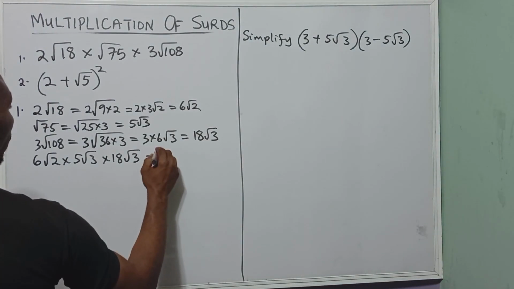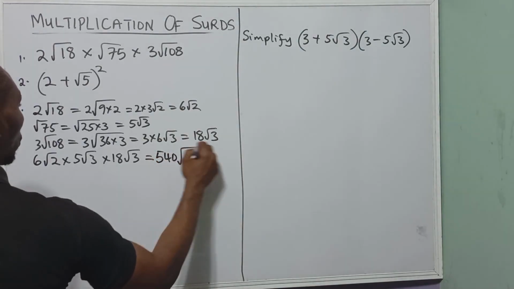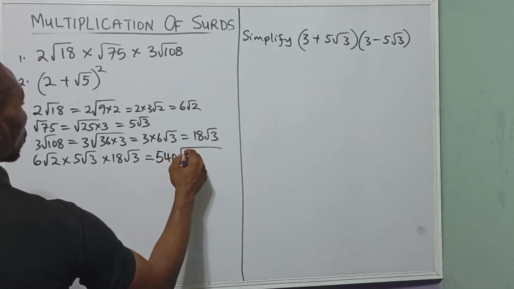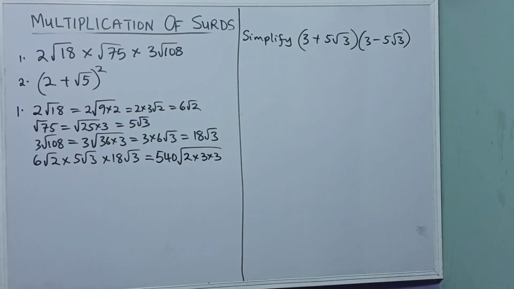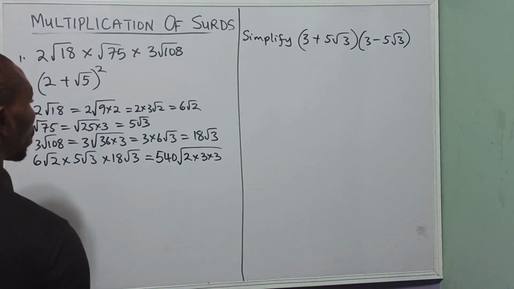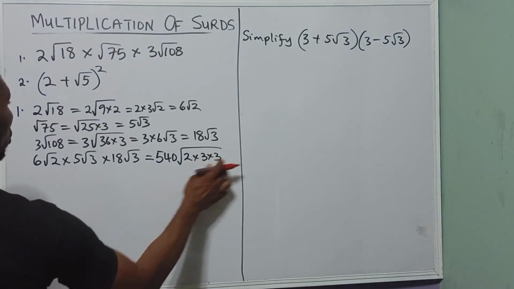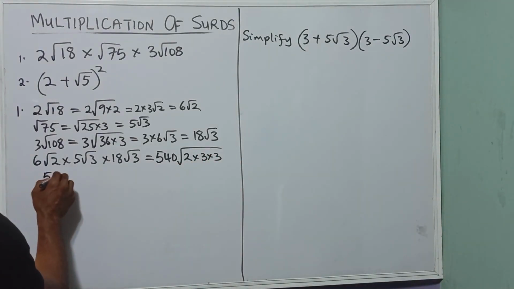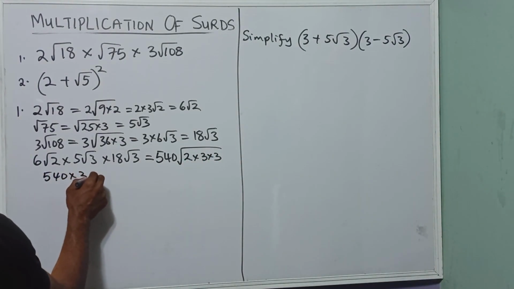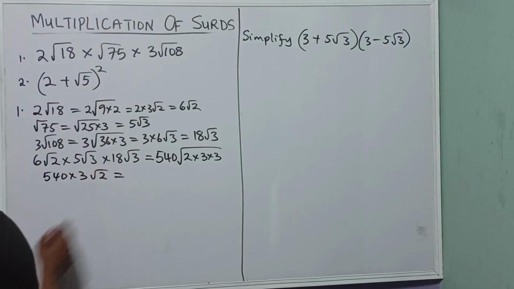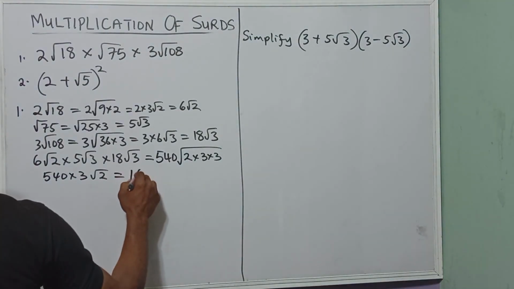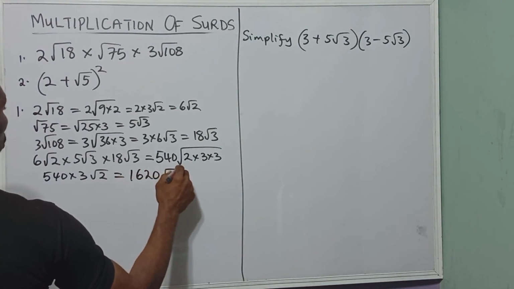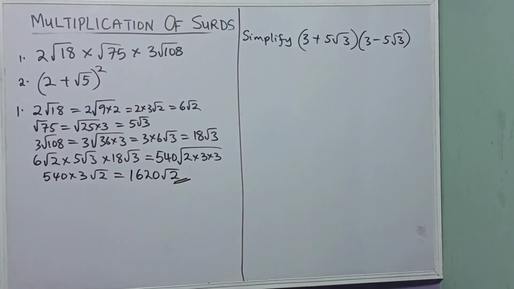So this will be 540 root 2 times 3 times 3. Okay, so 540 root 2 times root 3 times root 3. So this will give us 540 times 3 root 2, and 540 times 3 would give us 1620 root 2 as our answer.